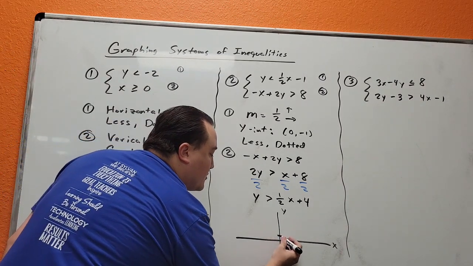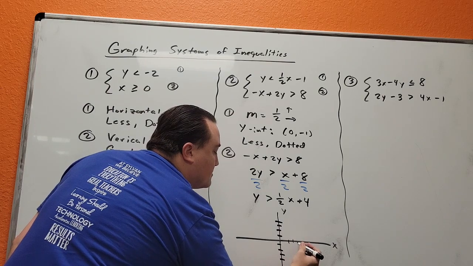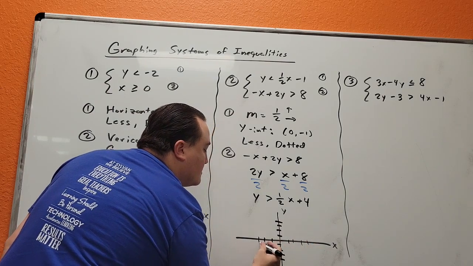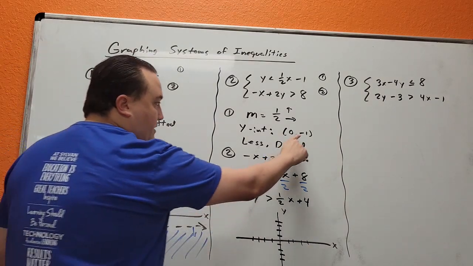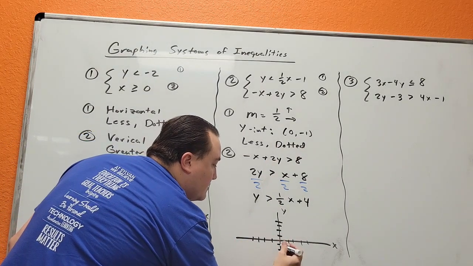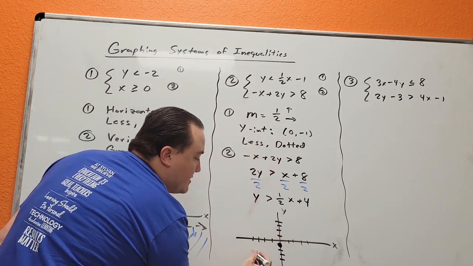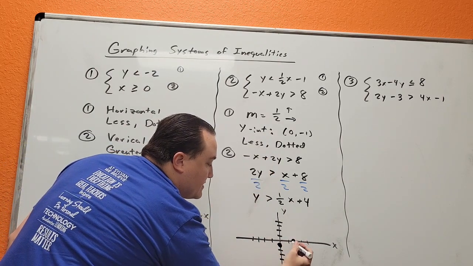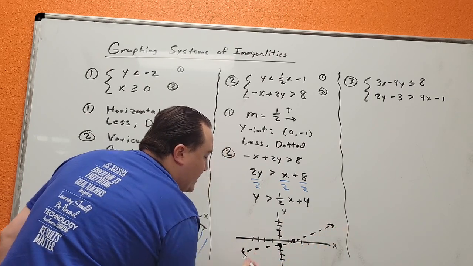So make hash marks 1, 2, 3, 4 in all directions. Okay. First line, we start at -1. Go up 1/2, and it's less than. So up 1 over 2, it's a dotted line. And we're shading under that line.